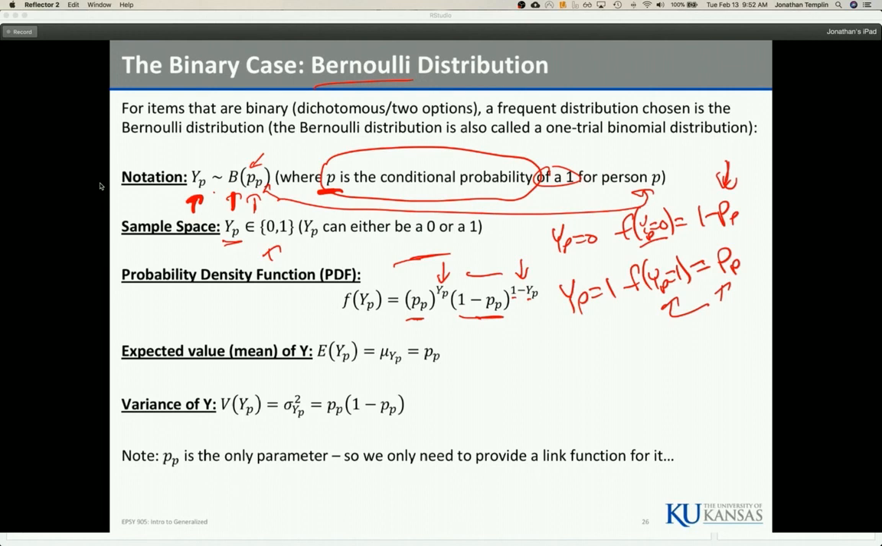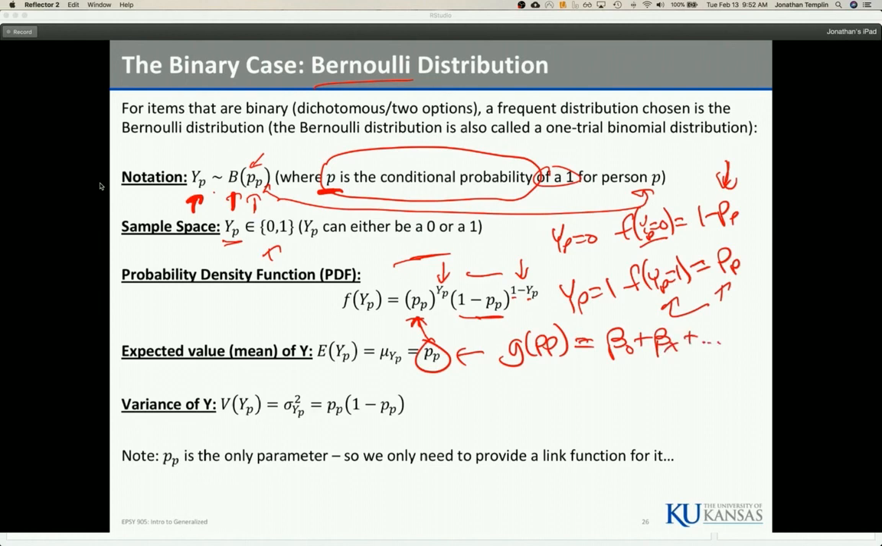So what is the expectation? What is the mean of this distribution? It is p. Right? It is that parameter itself. So we will provide a model for this thing. In fact, we're going to provide some type of link function for this mean to map it to. So we're going to model that link transformed mean.